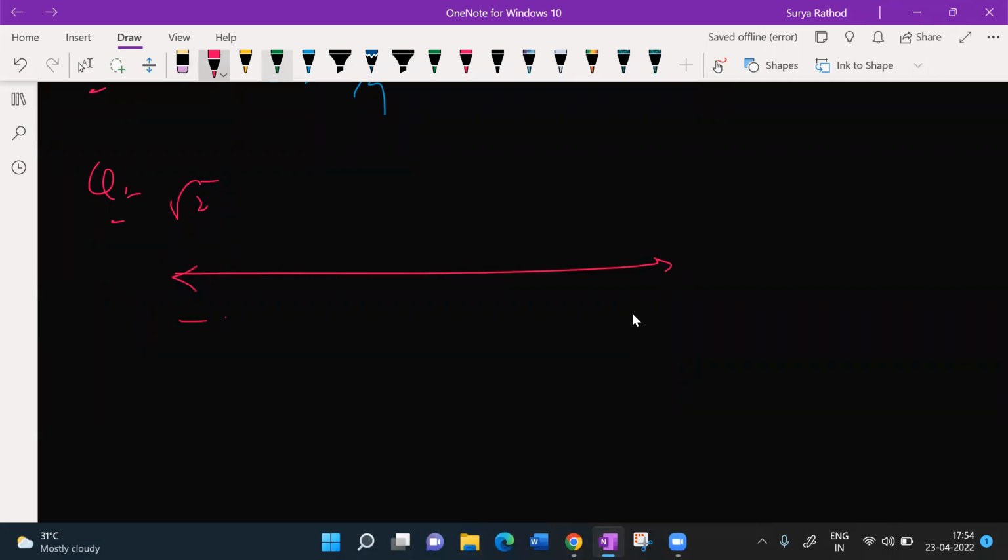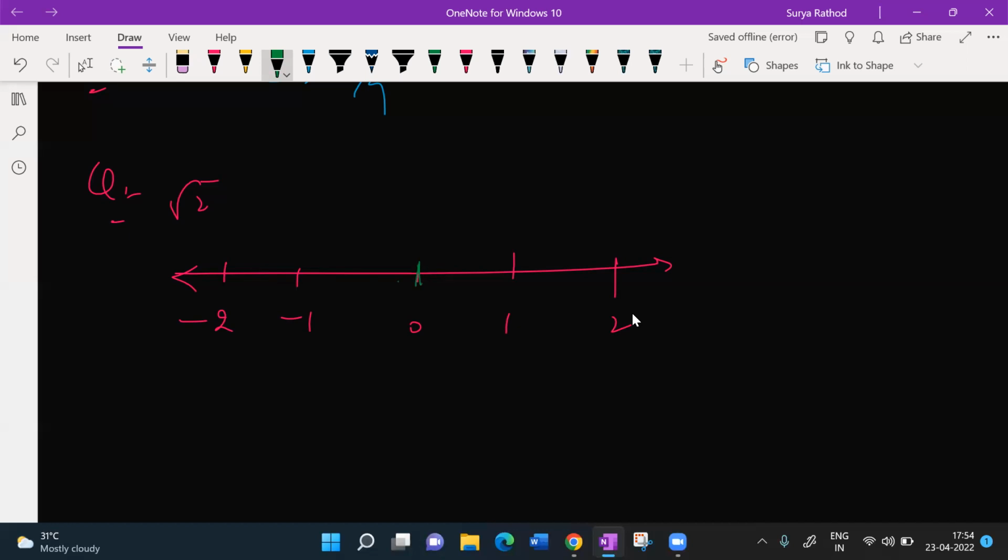This is -2, -1, 0, 1. Correct? Basically, let's make a base here first. We have to make a base by using a right angle triangle, using the Pythagoras theorem. We can then represent root 2 on the number line. So let's make a base part.